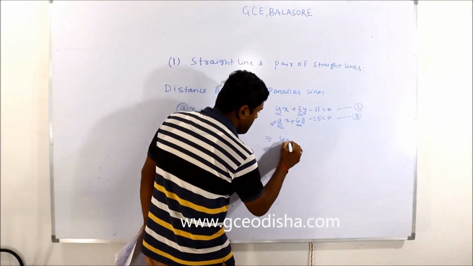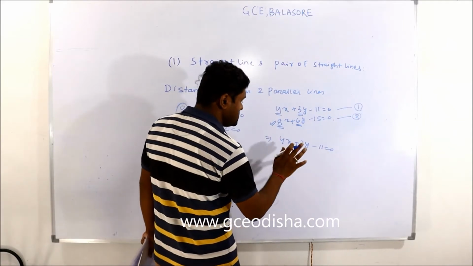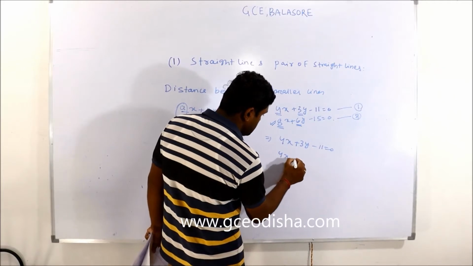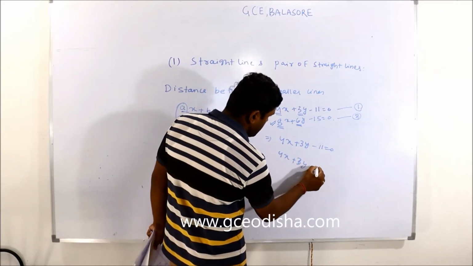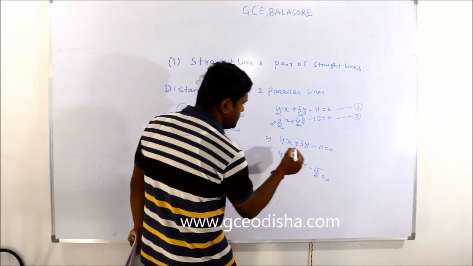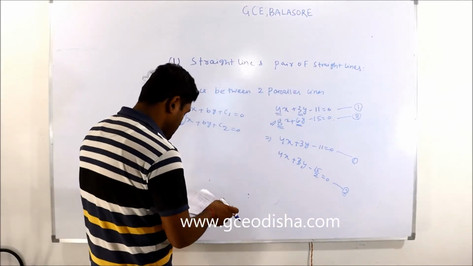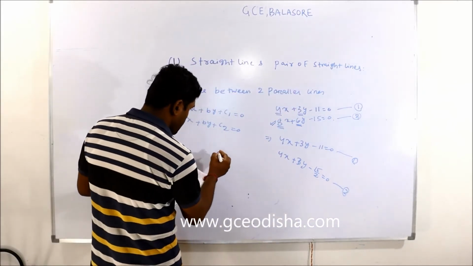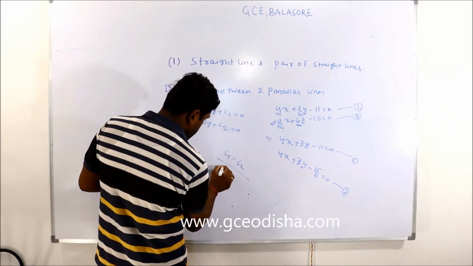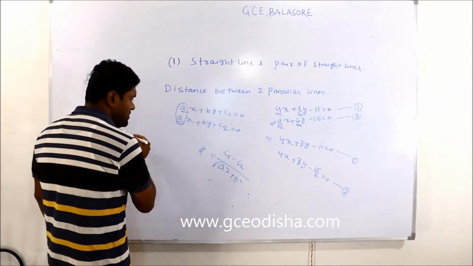Then 4x plus 3y minus 11 is 0, we don't have to change anything. Here we have to divide by 2, that will become 4x plus 3y minus 15 by 2 is equal to 0. Then this is line 1 and line 2. Then we have to apply only the formula. What is the formula? (c1 minus c2) divided by square root of a square plus b square is equal to d. Then what is c?